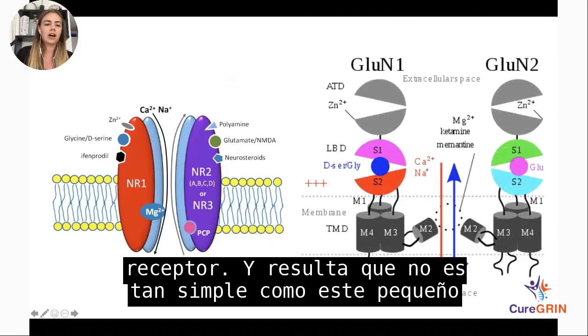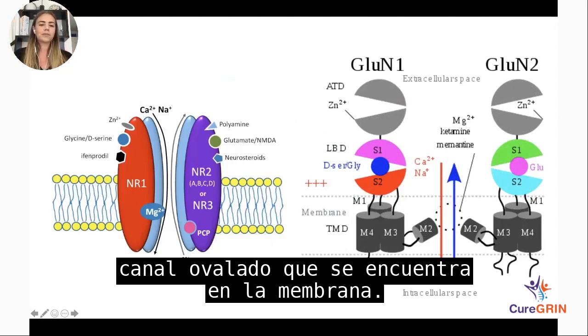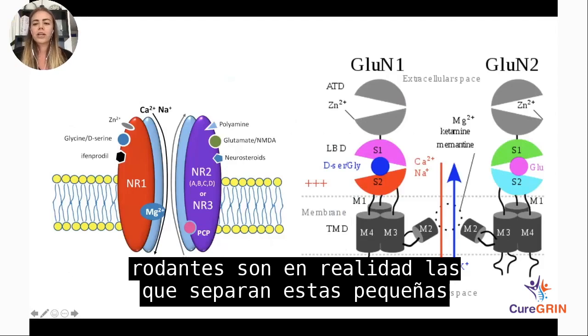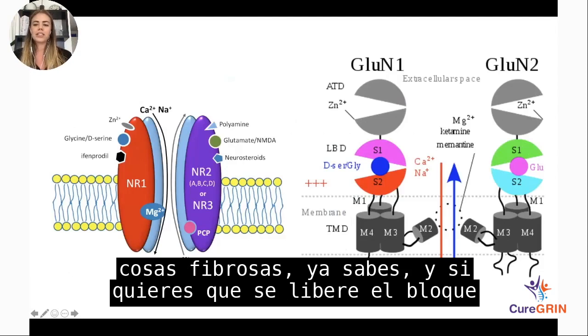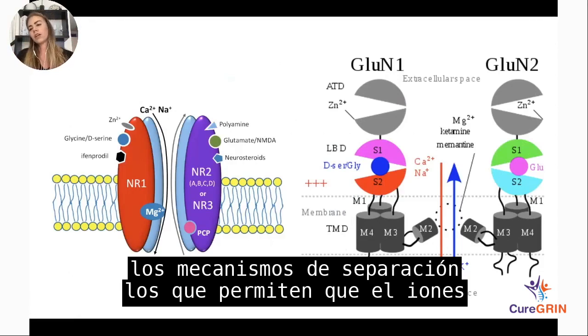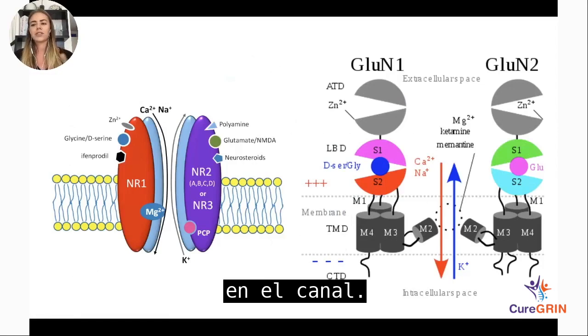And it turns out that it's not as simple as this little oval channel that sits in the membrane. It's actually got all of these rolling parts, and the rolling parts are what pull these little stringy things apart. And if you want the magnesium block to be relieved, it's these rolling mechanisms and the pulling apart mechanisms that allow the ions into the channel.